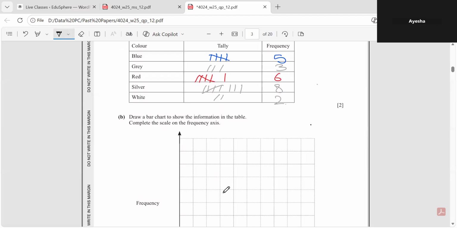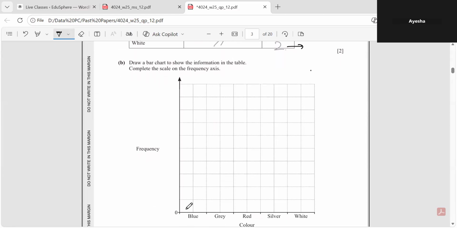So first let me see what the minimum frequency is. The minimum frequency is 2. And what is the maximum frequency? The maximum frequency is 8. So it's better if we start from 0 till 8, because 0 is already written. So it's 1, 2, 3, 4, 5, 6, 7, and 8. So this is how I wrote the numbers.